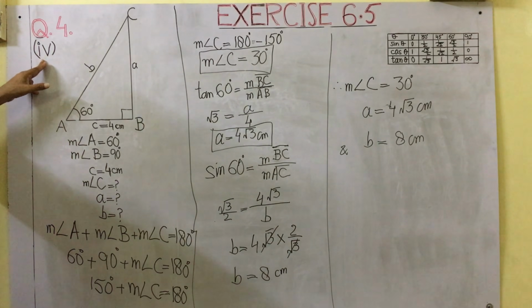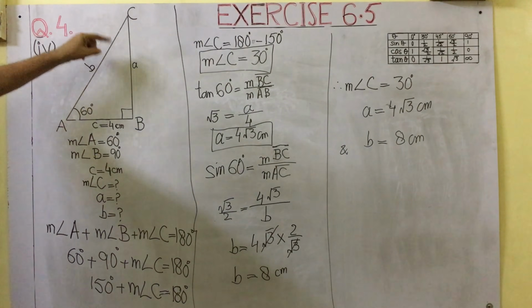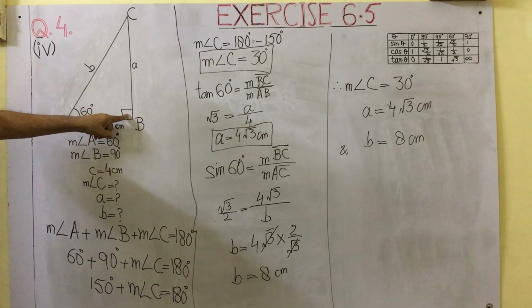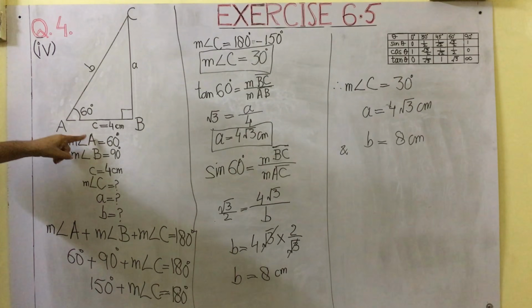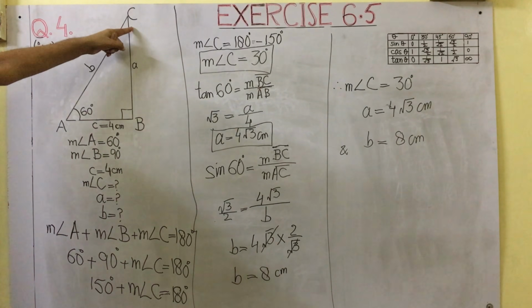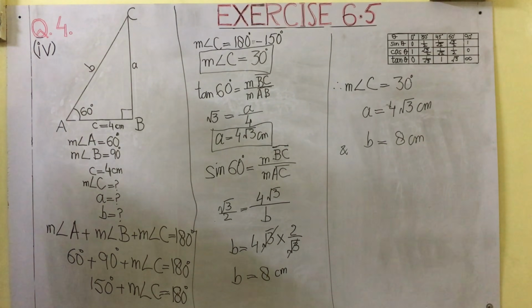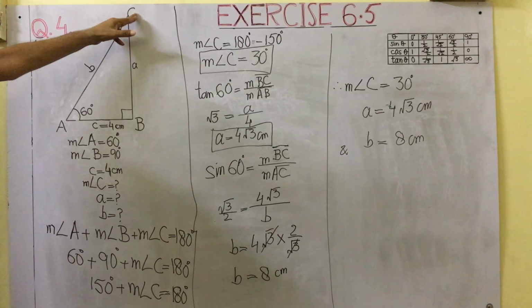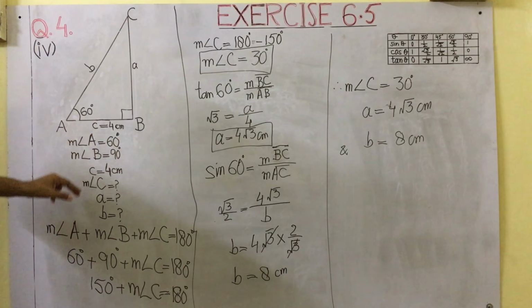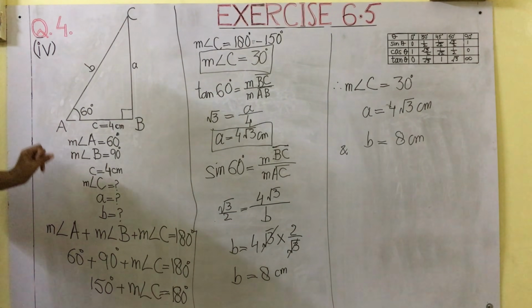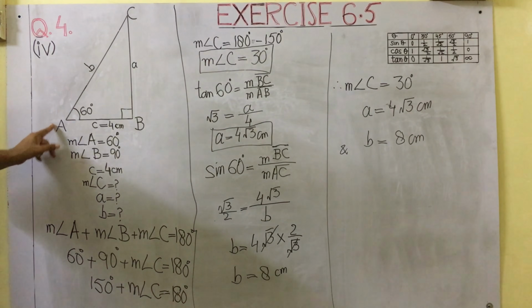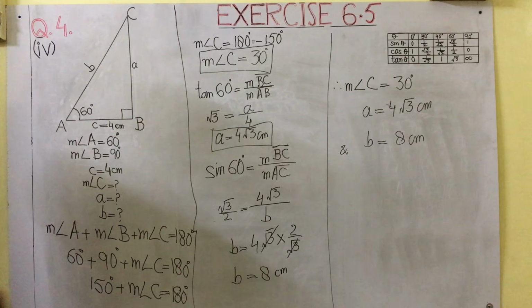Question 4, part 4. Given right angle triangle ABC in which measurement of angle B is 90 degrees, angle A is 60 degrees, we have to find angle C. Side opposite to angle C is small c, which is 4 centimeters. Side opposite to angle B is small b, which is to be calculated. Side opposite to angle A is small a, which is to be calculated.